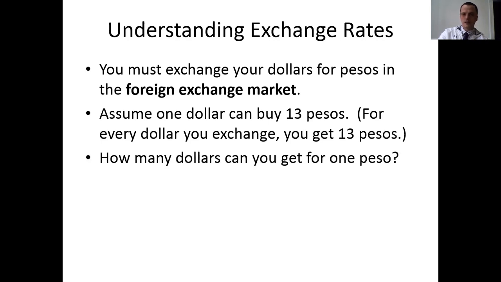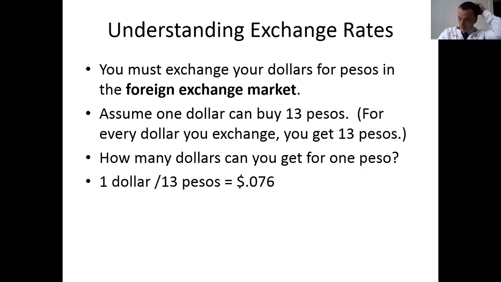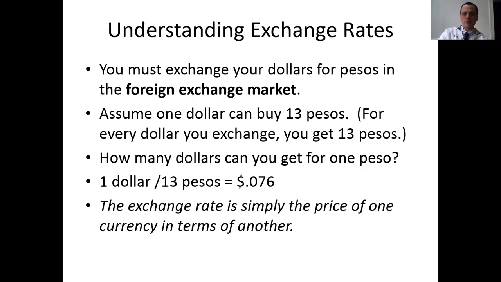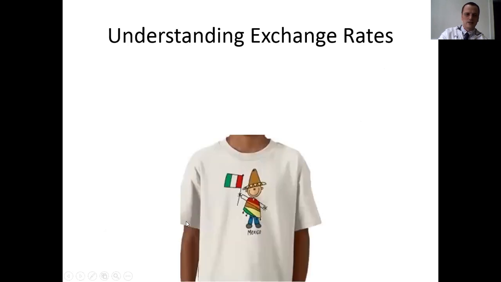Well, let's do the math. How many dollars can you get for 1 peso? Essentially, $1 equals 13 pesos. And so that means that it's essentially the equivalent of 7 cents, and if you round up, maybe 8. So between 7 and 8 cents is 1 peso, right? So the exchange rate is simply the price of one currency in terms of another currency. That's important to note. Notice that I have it italicized down here.